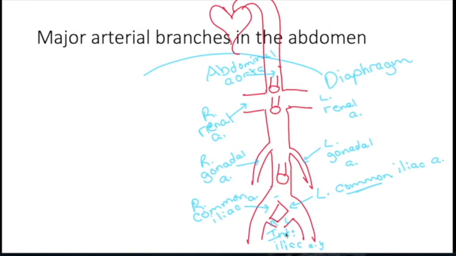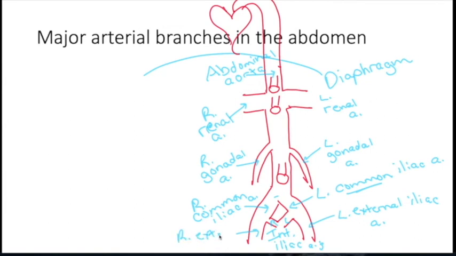And then these, of course, if these are the internal here, these would be the external. So this would be the left external iliac artery. And it's going to eventually become the femoral artery. And it's heading to the lower limb. Okay, and then this would be the right.